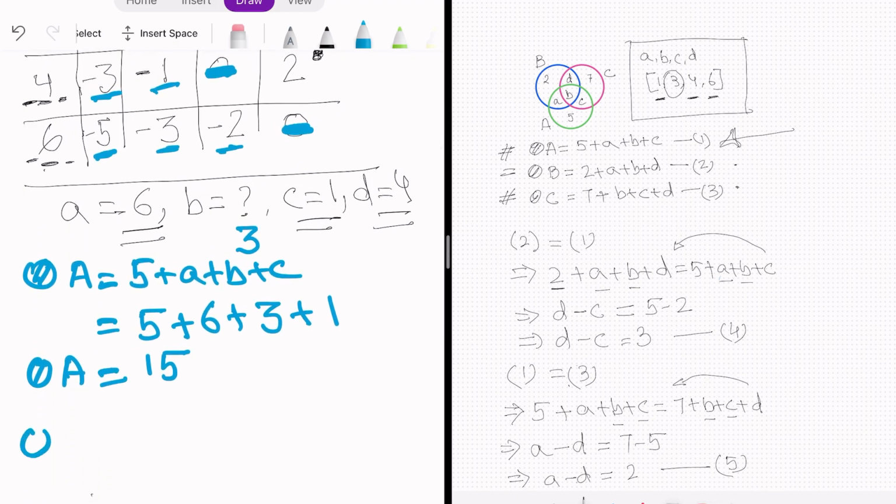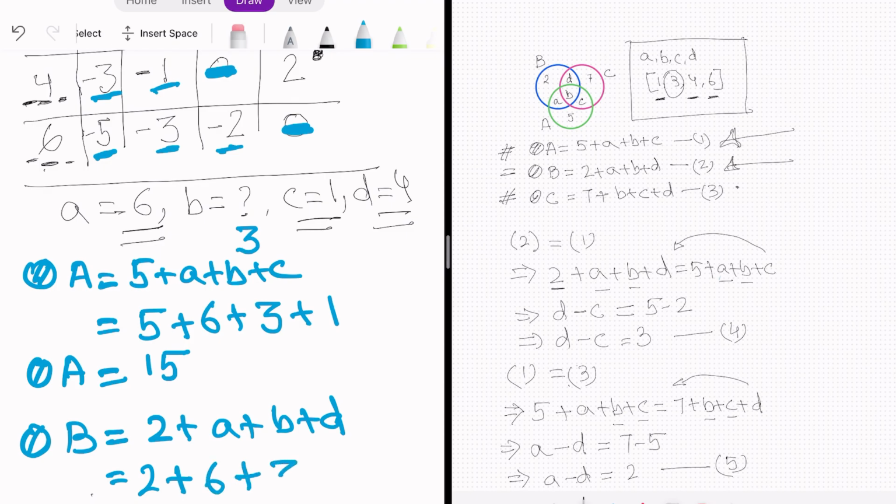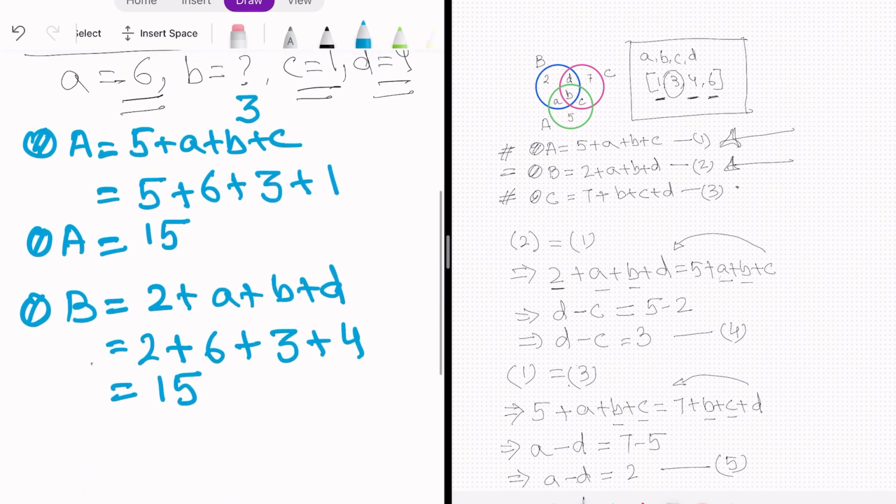Let me cross check with what I get for B. B from equation 2, from this equation, is 2 plus A plus B plus D. Let me put the values of A, B, and D here. A is 6, B is 3, and D is 4. So it's 6, 8, 11, 4 is 15, which is good. So I know the sum of all the numbers in circle A is the same as the sum of all the numbers in circle B.